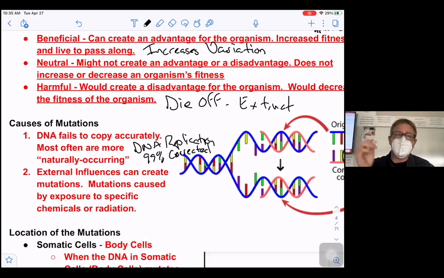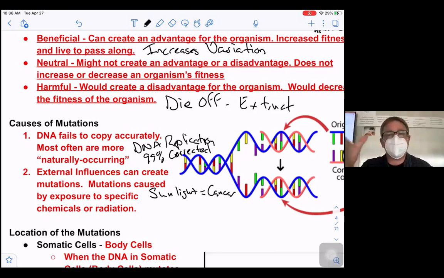and we catch those many times. But there are also other external influences that can create mutations. Mutations are caused by exposure to specific chemicals or radiation. Those things could be sunlight, which actually causes mutations to occur. Those mutations come about through the process we call cancer. Cancer is a change in the DNA sequence. It changes the information, and it causes the DNA to continue to keep replicating. It doesn't stop, which is a change in the genetic information that then causes tumors and things like that.